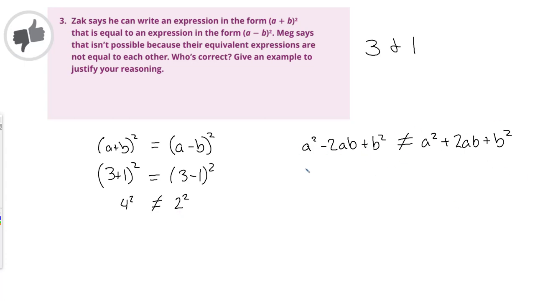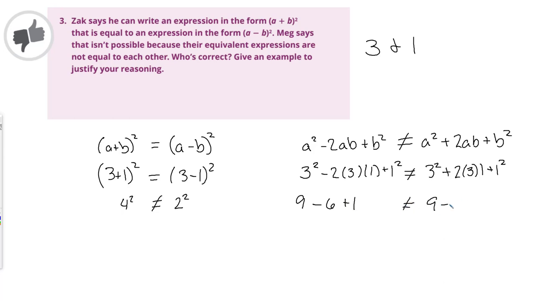And you can see it even over here. We have 3 squared minus 2 times 3 times 1 plus b squared. And we see that it's not equal to 3 squared plus 2 times 3 times 1 plus 1 squared. So 9 minus 6 plus 1 is not the same thing as 9 plus 6 plus 1. So Meg is right.